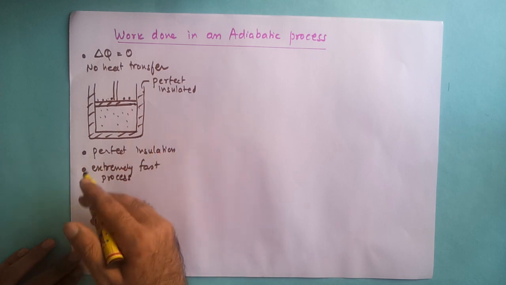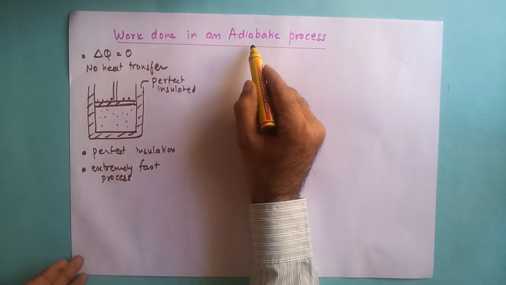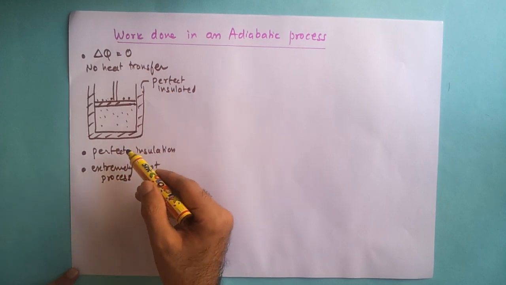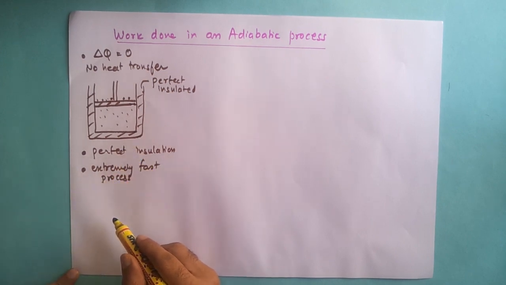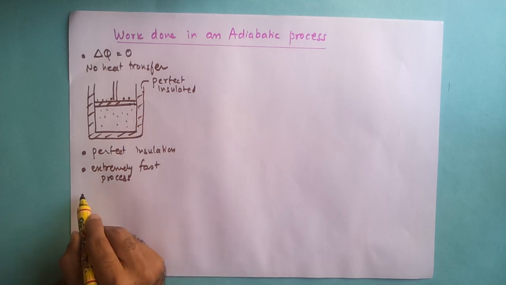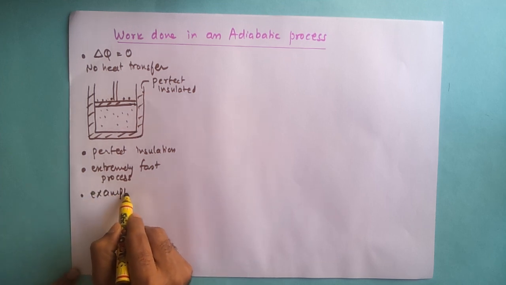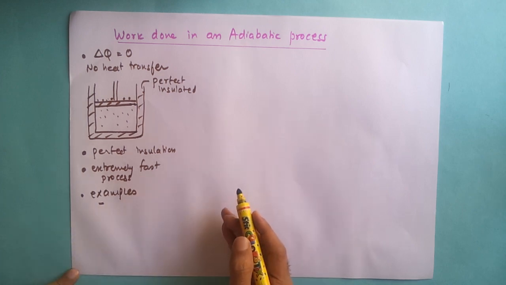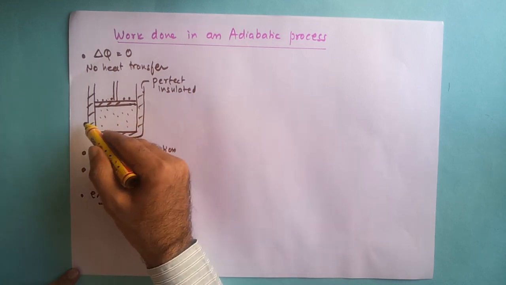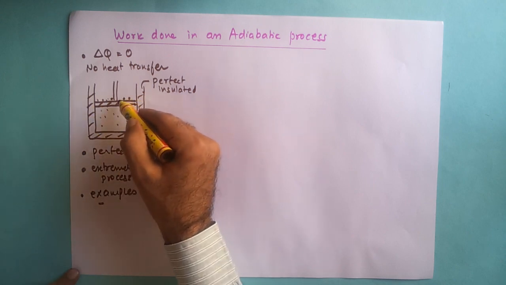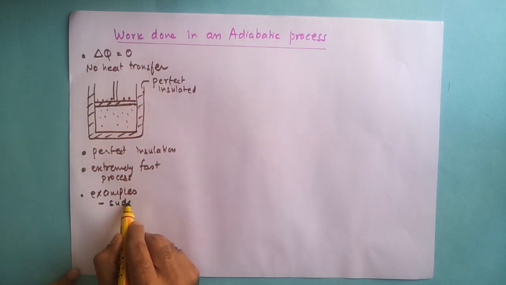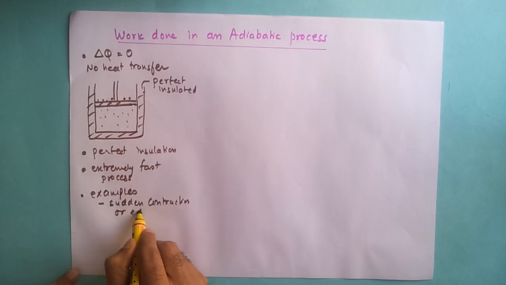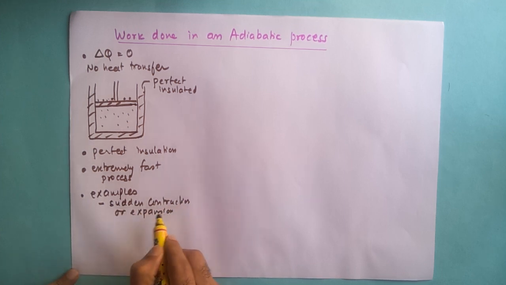So I hope at this point in time you have understood the difference between the adiabatic process and the isothermal process and the two conditions related to adiabatic and isothermal process. Okay, let's move further. Let us talk about a few examples. One of the examples is sudden compression or expansion of a gas with perfectly non-conducting walls, perfectly insulated walls, as we saw over here. So sudden compression or expansion. That is an example.